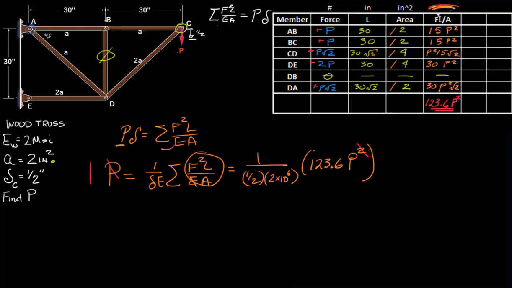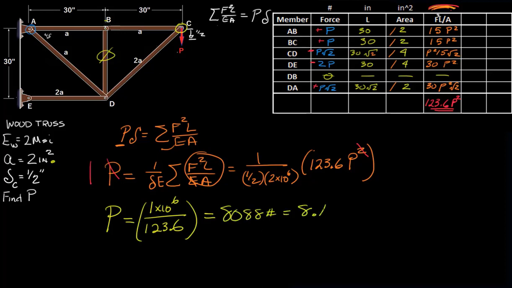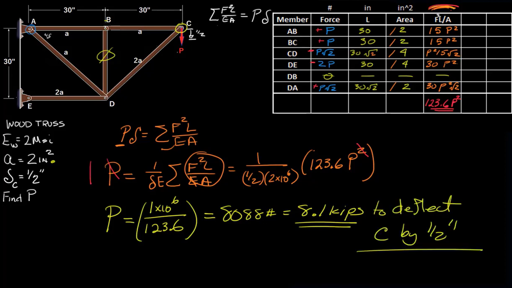We can divide through by a P, and that'll leave us a 1 over here. So we end up with, finally, that P will equal 8088 pounds, or 8.1 kips will cause that 1/2 inch deflection. So I think you can see that this is a powerful method for solving deflections in complex devices like trusses.